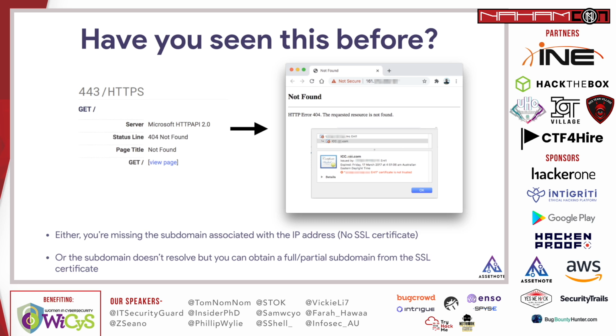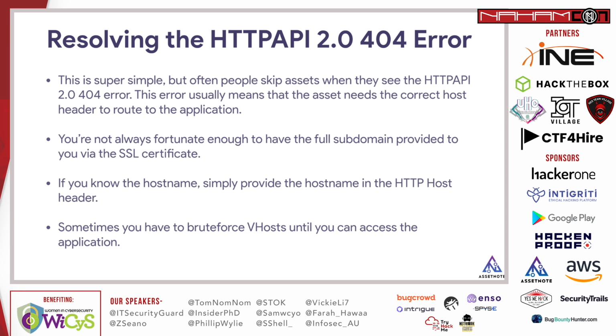This is really handy. I'm not saying that this is going to happen all the time when you attack IIS servers, but if you do find an SSL certificate with a subdomain, that should be the first piece of information you use when you try and make this web server respond with an actual application instead of this HTTP API 2.0 error. Once you've identified there's something like a subdomain in the SSL certificate, you might want to try the following. You might want to think about not skipping the asset first off and actually thinking about, okay, how do I access this application?